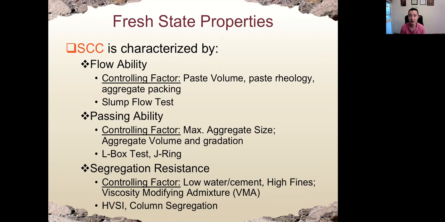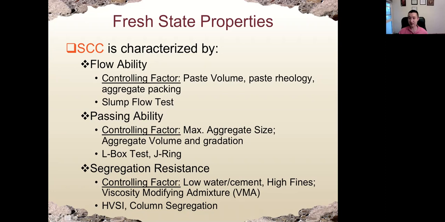All right. Again, the 3 fresh state properties: flowability, passability, and segregation resistance. So let's look at how the mix design parameters will control these 3 performances. For flowability, it is controlled by how much cement paste is used. Basically, with more cement paste, the concrete becomes more flowable because it reduces the friction between coarse aggregate. We increase the distance between coarse aggregate, and the concrete becomes more flowable.